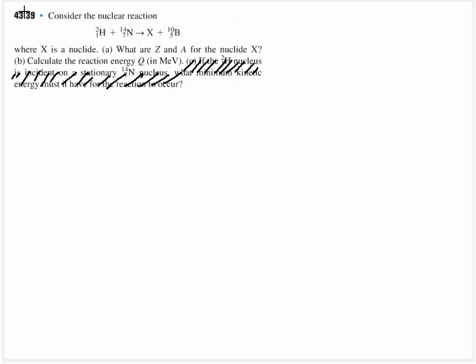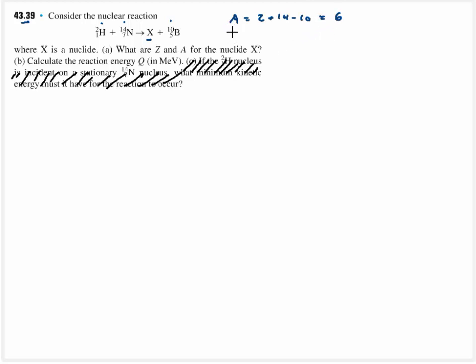Okay, now let's take a look at 4339. We have a nuclear reaction, and first we notice that they don't tell us what one of the daughter nuclides is, so we need to figure out what that is. We need to balance the nucleon number, so here we have 2 and 14 and 10 left over, so this has to be equal to 2 plus 14 minus 10. That's going to work out to be equal to 6.